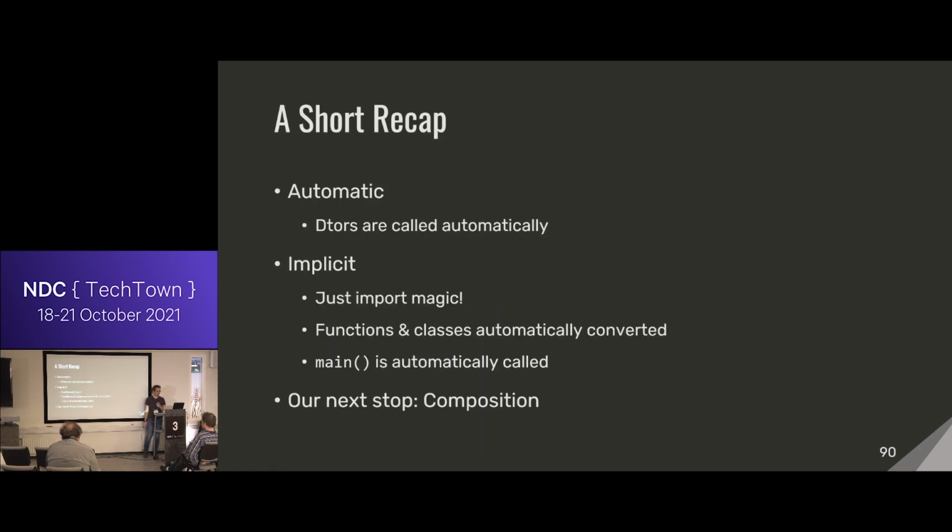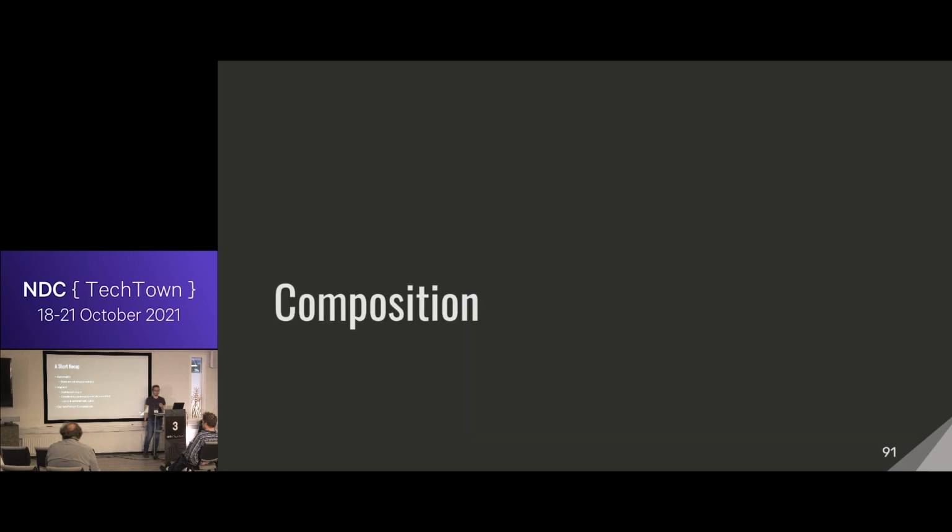Okay. So let's go over what we did so far. First, everything is automatic. Destruction is automatic. Whenever we leave a scope, we destroy everything that needs to be destructed in that scope. And second, it's implicit. We just import magic from C++, and everything else just happens. We don't need to write any special code, don't need to do anything specific to make context management, resource management work. And additionally, the main function is just called, which is a lot more fun. Our next stop is composition.